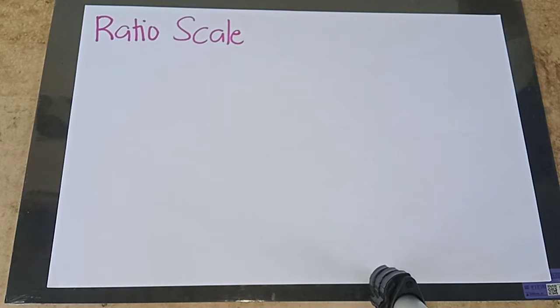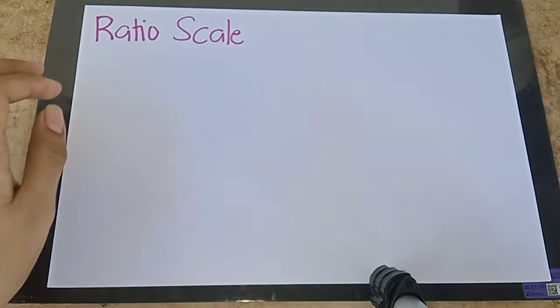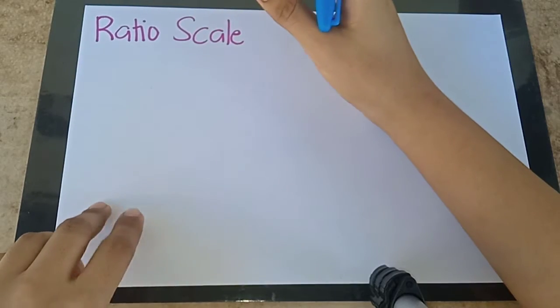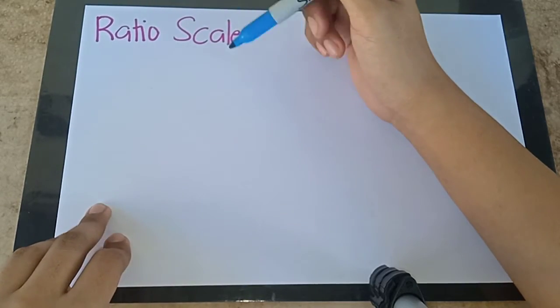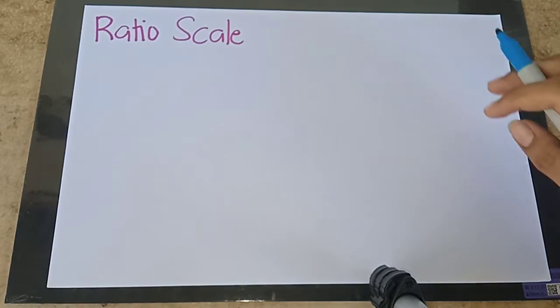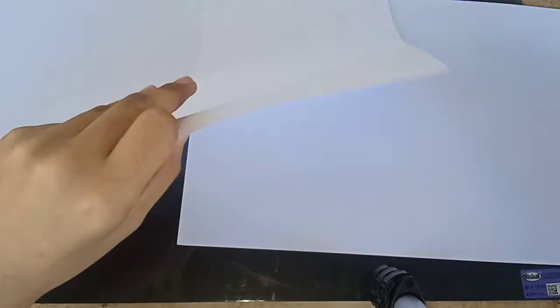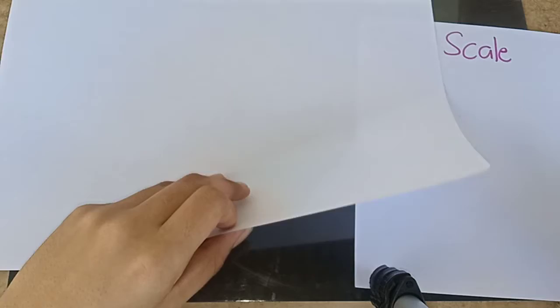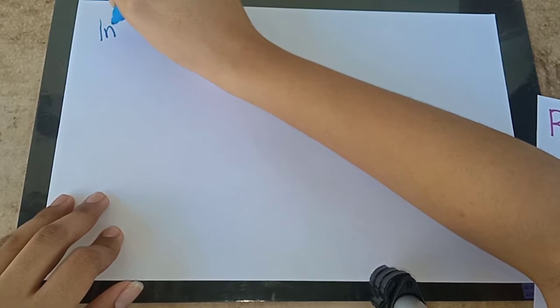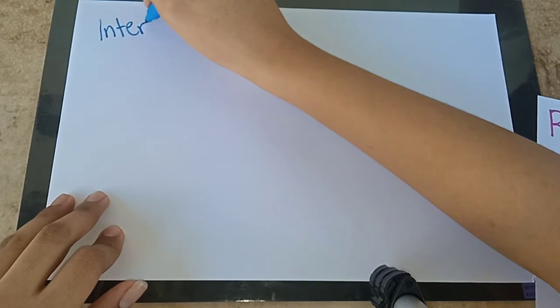Earlier, we discussed the third level of measurement, which is the interval scale. Now, we will proceed to the fourth and last level of measurement, which is known as the ratio scale. Before we proceed to the ratio scale, let us have first some additional clarification about the interval scale.